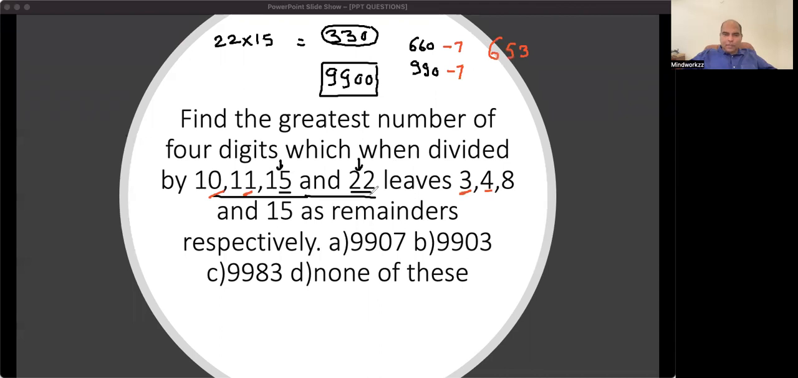But we are looking for the largest 4-digit number, the greatest number of 4 digits. That's another part of this question. So the correct answer will be 9,900 minus 7, which is 9,893, because the next multiple of 330 is going to cross 10,000, which is going to be 5 digits. So 9,893 is the correct answer to this question. Right? It's none of these here.